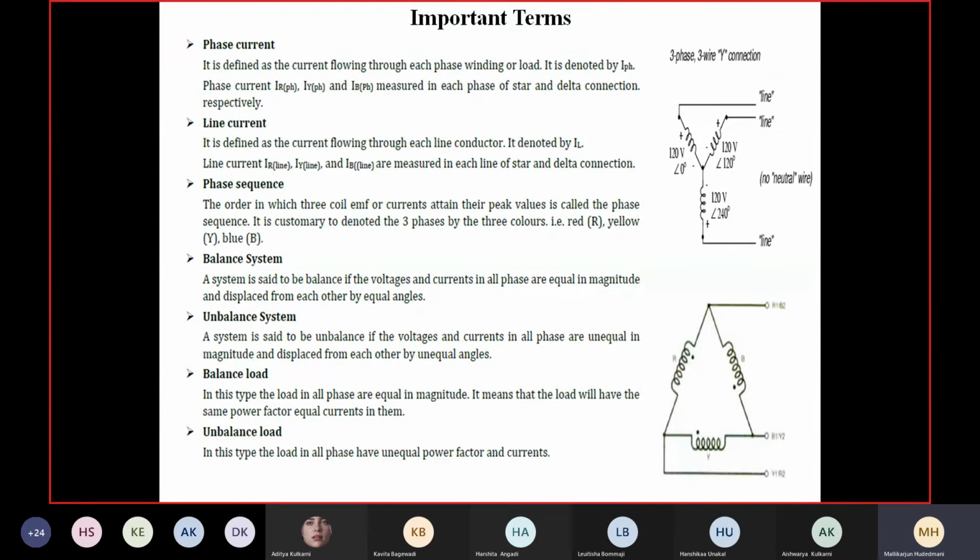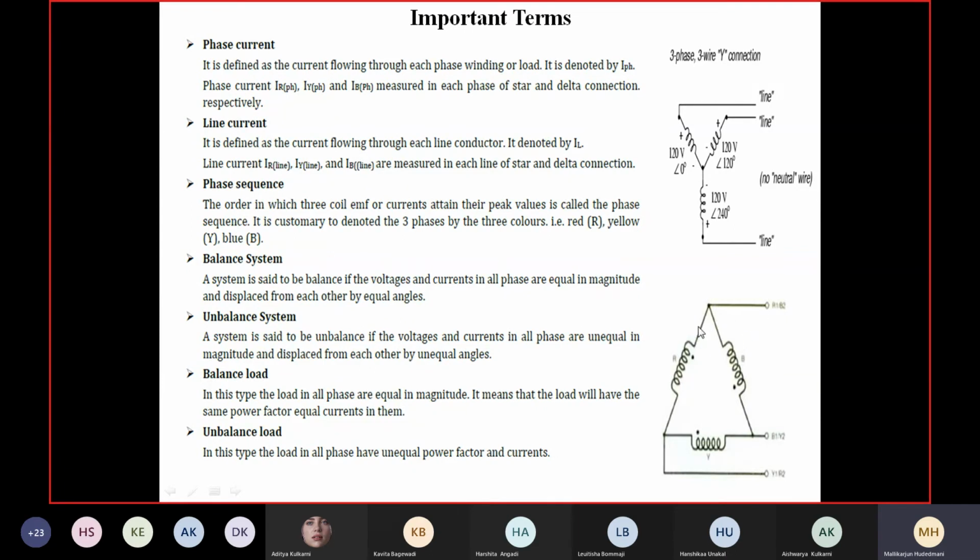Then, in case of delta connection, the same concept. If I see this diagram, whatever is the current entering the line or leaving the line is called line current, as per the second definition. It may be IR, IY, IB. Now look into the phase current. Is it the same? Definitely no. If IR enters here, it finds a path here. I don't know how it is flowing partially. Therefore, phase current and line currents are not the same in delta connection.